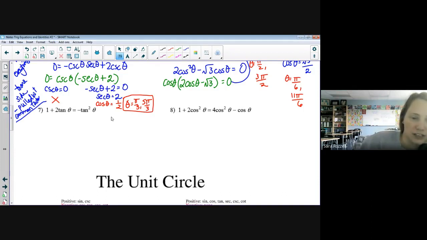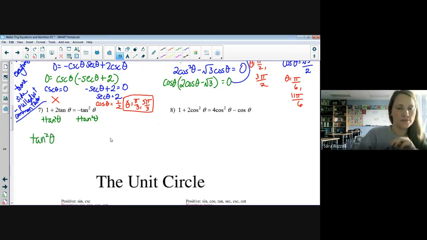So I'm going to add the tangent squared to both sides on number 7 because I don't like that negative. And I'm going to write it in order from highest power to lowest power so that it looks like a quadratic. So tangent squared theta plus 2 tangent theta plus 1 is equal to 0.